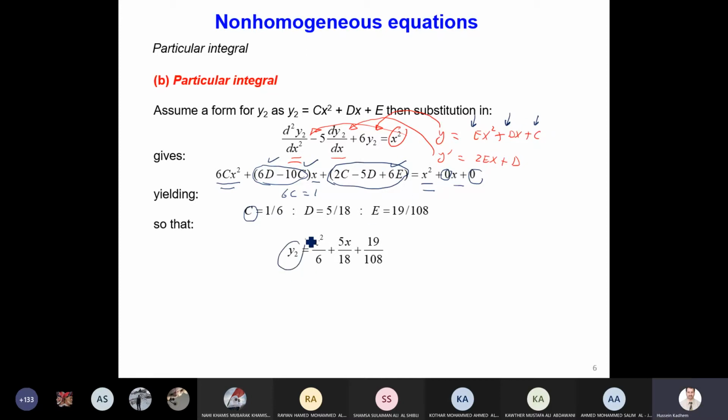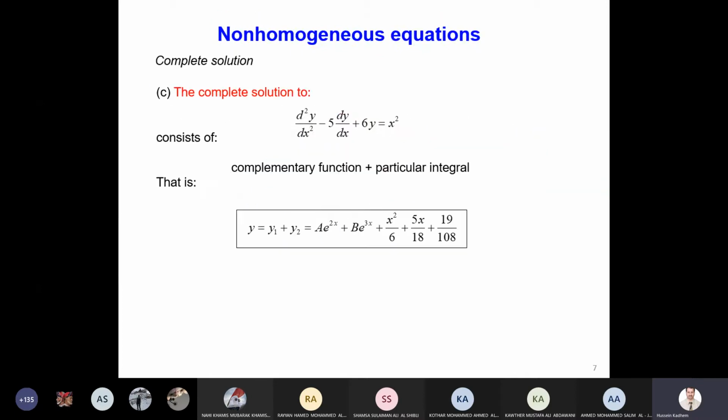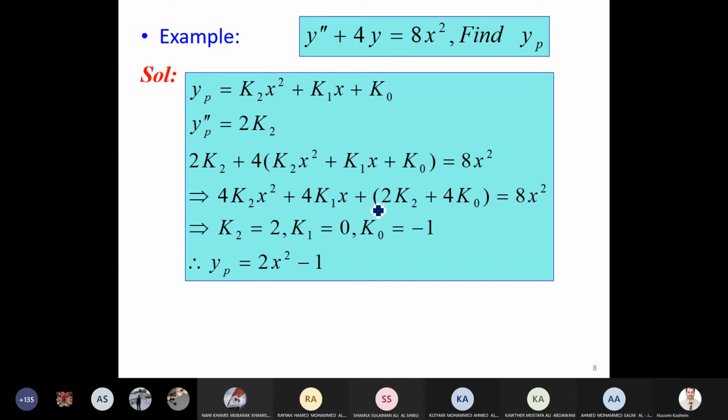So I got the second part of the solution, which is the particular integral. Now the final solution is adding these two together. The final solution is y1 plus y2, where y1 we already got from the homogeneous equation solution, and the second one is the particular integral or particular solution. Now let's take another example.